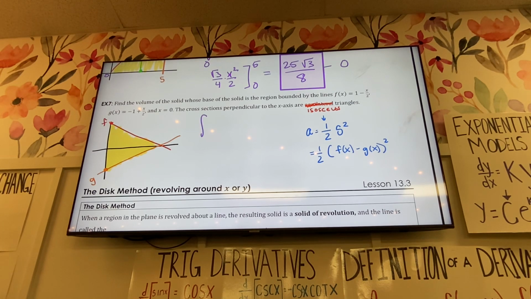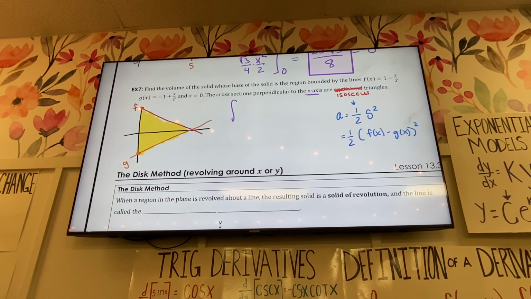Well, are we in terms of x or y? x, so we need x bounds. Yeah, 2, right? This is 2, but what's the first one? 0. That's fine.